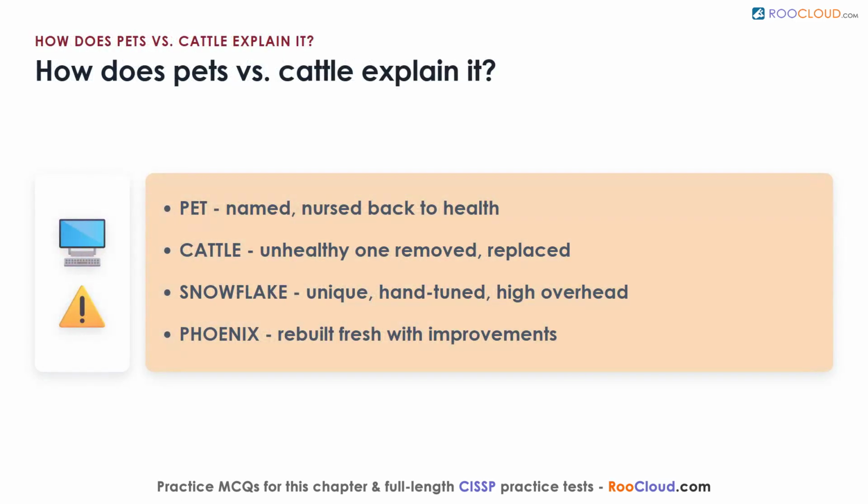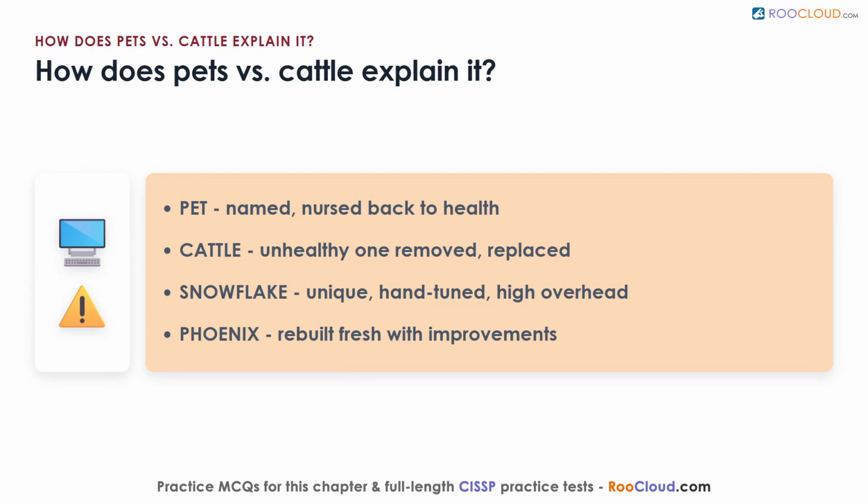How does the pets versus cattle mindset explain it? It is the classic analogy for this shift. When a server is a pet, you name it and rush to nurse it back to health when it gets sick. When a server is cattle, you simply remove the unhealthy one from the herd and bring in a replacement.